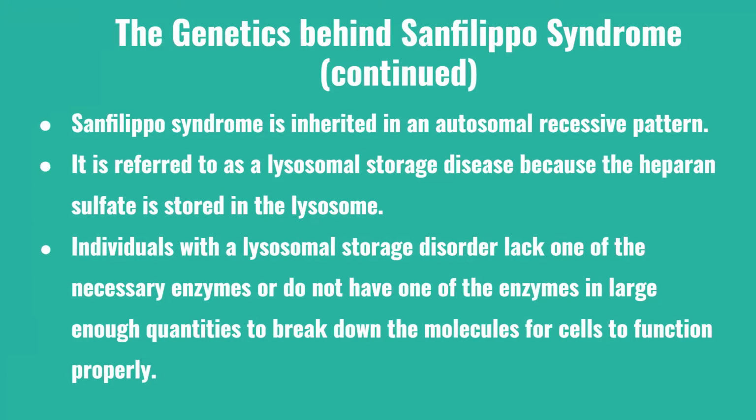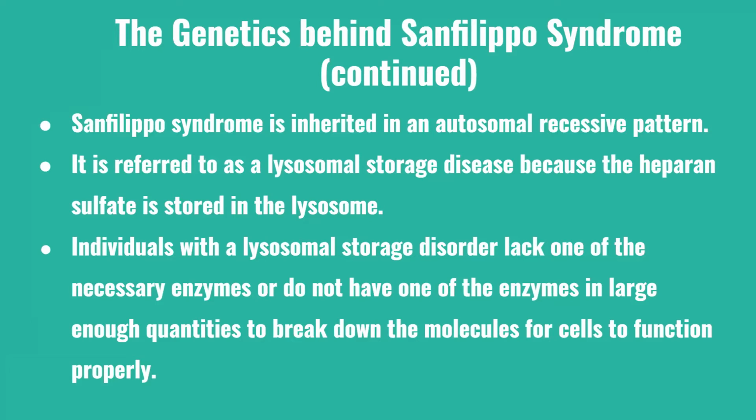Sanfilippo syndrome is inherited in an autosomal recessive pattern. This means that both parents have one copy of the altered gene and one normal copy. They are known as carriers and do not show signs of the condition. A child with Sanfilippo syndrome inherits 2 copies of the altered gene, one from each parent.